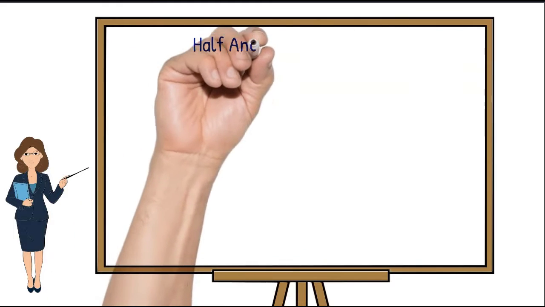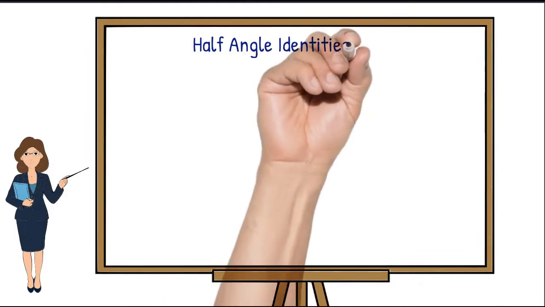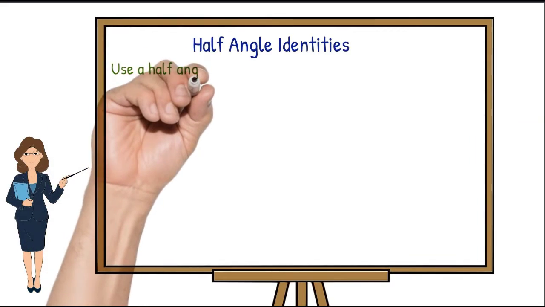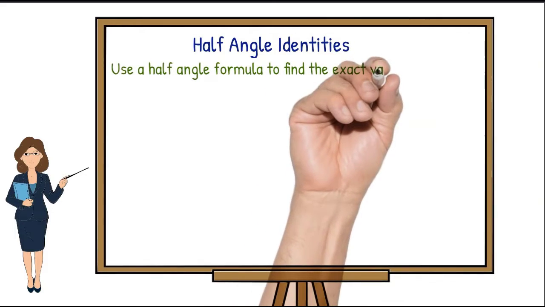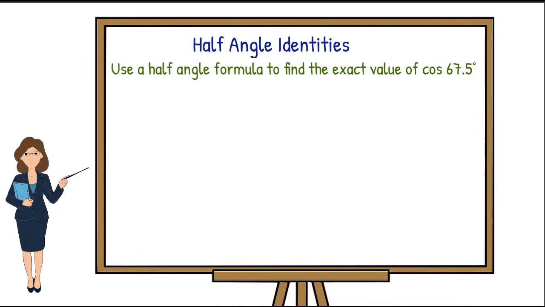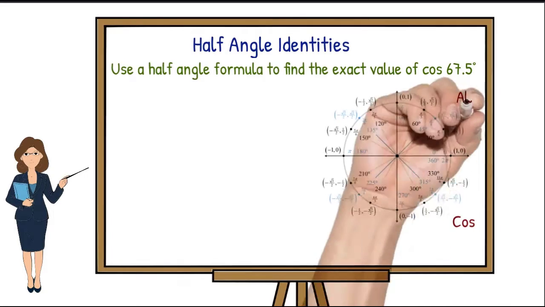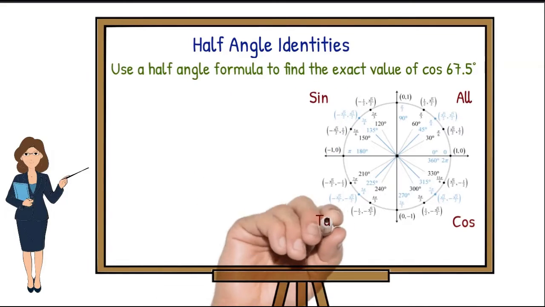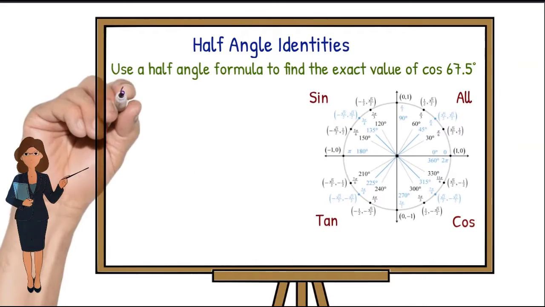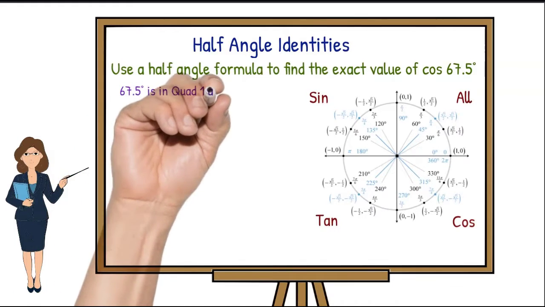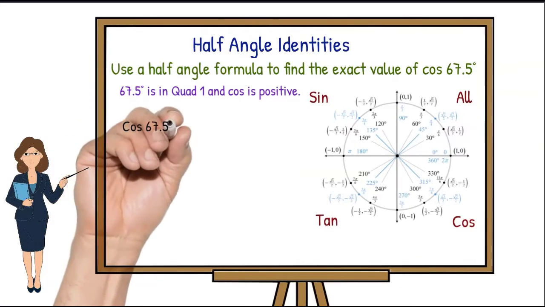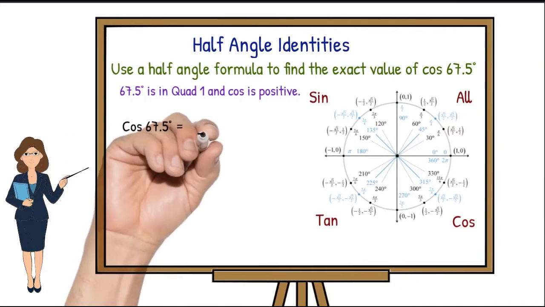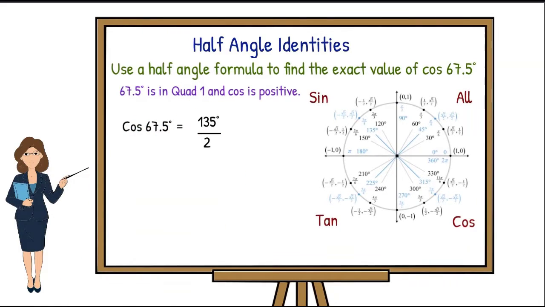Okay, so let's have a look at one question. So we may be asked to use a half angle formula to find the exact value of cosine 67.5. So if we look at the unit circle, you have cosine in quadrant 4 is positive, all in quadrant 1, sine in quadrant 2, and tangent in quadrant 3. So 67.5 is in quadrant 1, where cosine is positive. So we're going to look at the cosine, but we only need to look at the positive formula.